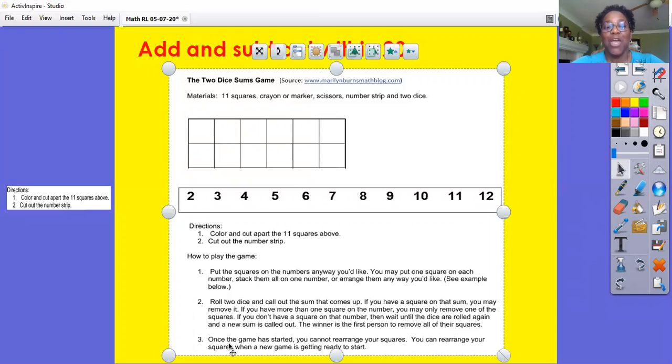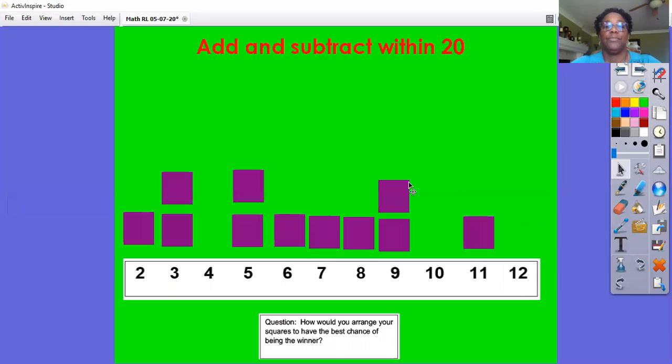Number 3, once the game has started, you cannot rearrange your squares. That means you cannot move them around. They have to stay right where they are. The winner is the first person to remove all of their squares. You can rearrange your squares when a new game is getting ready to start. So let's go back to the next page.